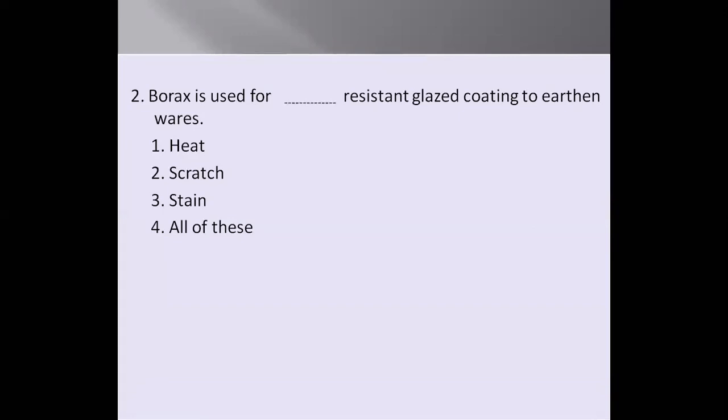Borax is used for heat, scratch and stain resistant glazed coating to earthenware. We have discussed this very clearly that it has resistance to heat, to scratch as well as stain. So according to this, the fourth option should be correct. That is, it is resistant to all of these: heat, scratch and stain resistant glazed coating to earthenware.